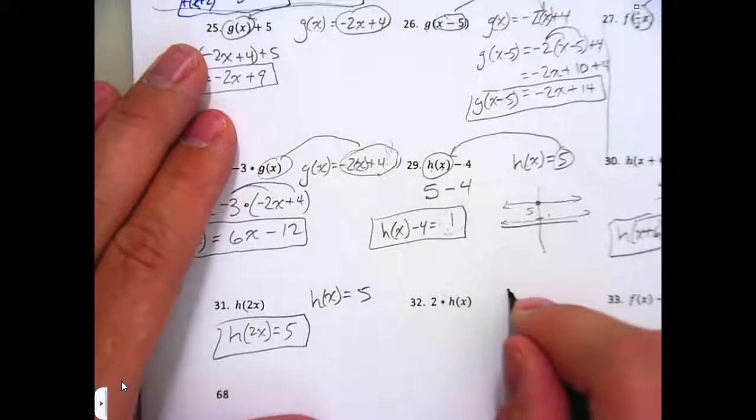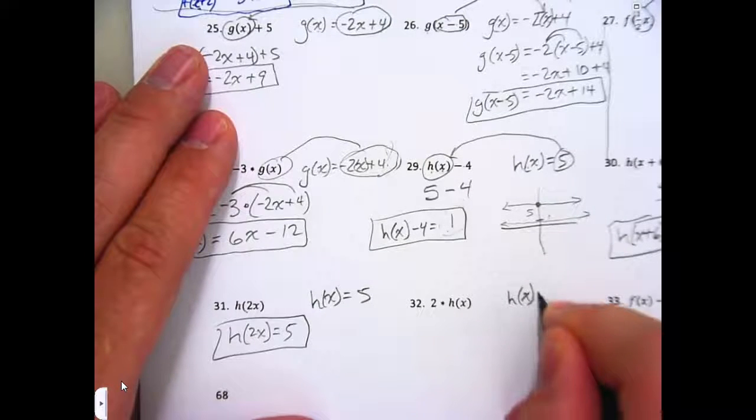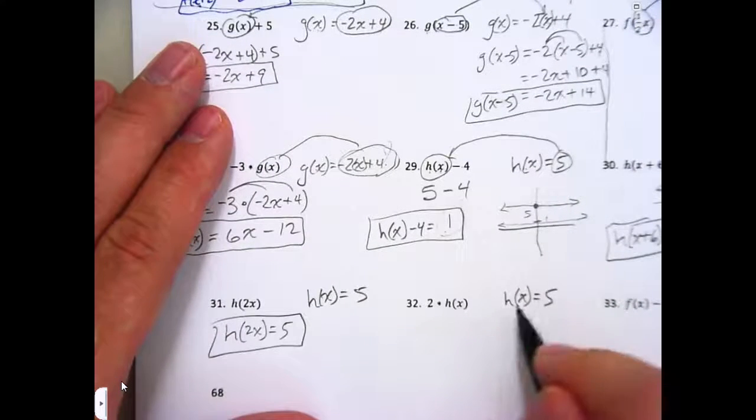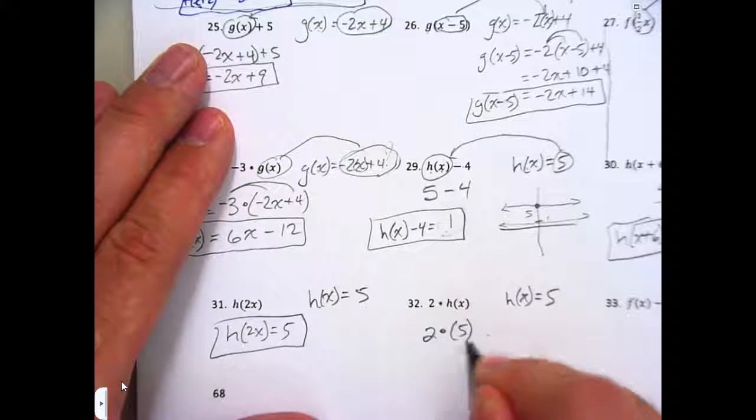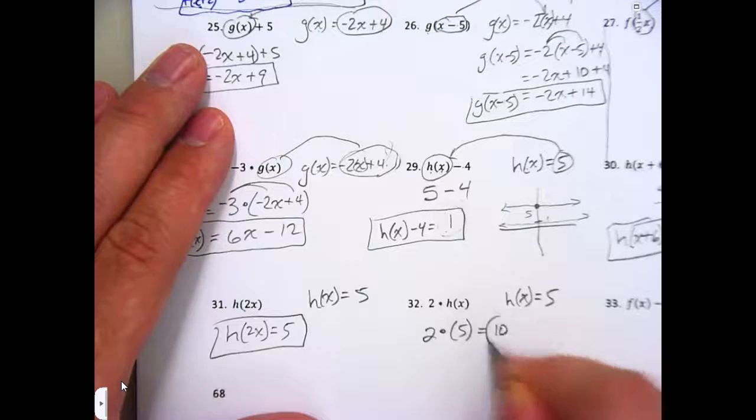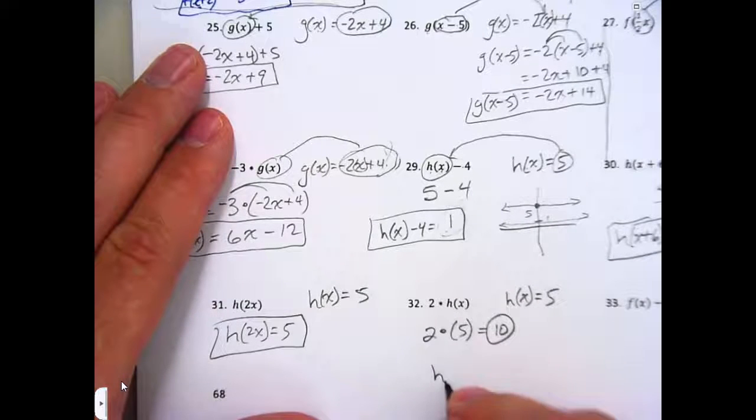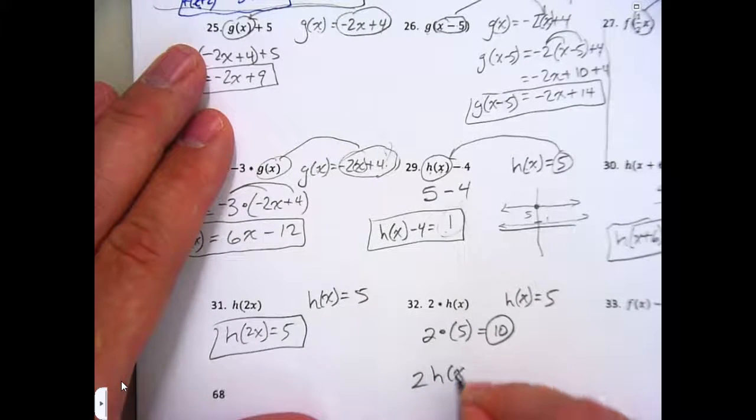This one says you have 2 h of x's. Well, h of x is 5, so if I have 2 of these, what do I have? I have 2 times 5, which is 10. So 2h of x equals 10.